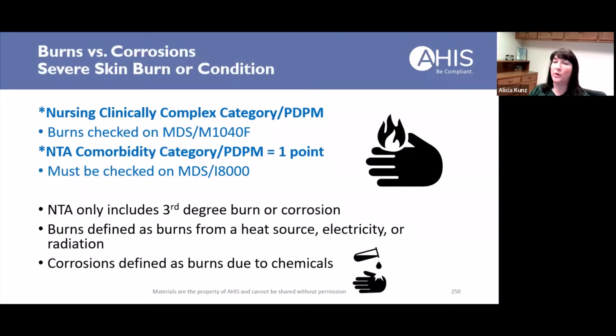Burns versus corrosions. Those are nursing category impacted, clinically complex, and also an NTA comorbidity. When it comes to the NTA, though, only 3rd-degree burns or corrosions will map you into that category for NTA. What's the difference between a burn and a corrosion? A burn is a heat source. So heat, electricity, radiation, fire, and corrosion is a chemical burn.